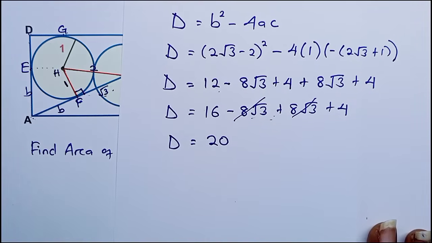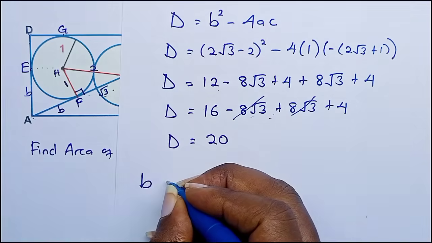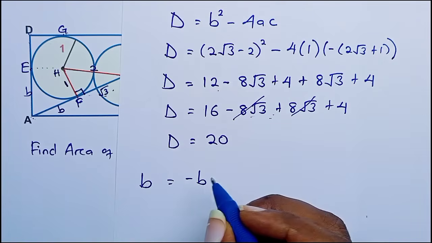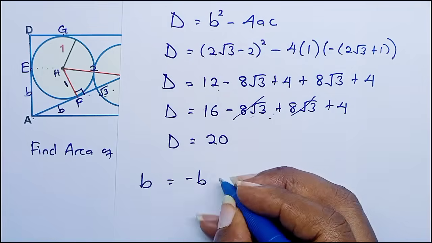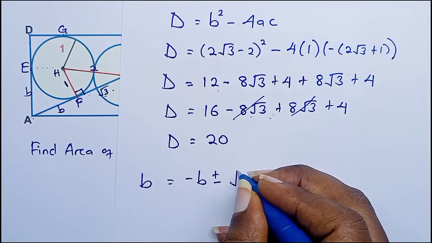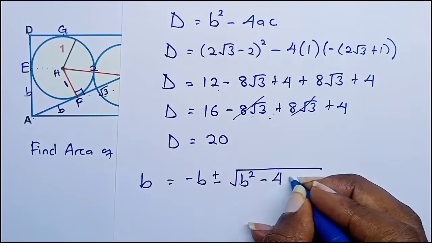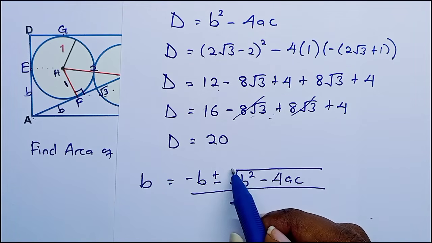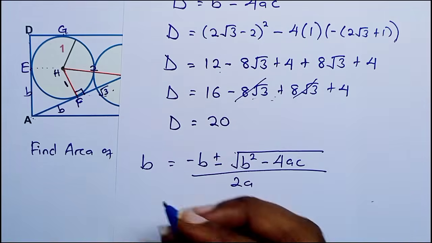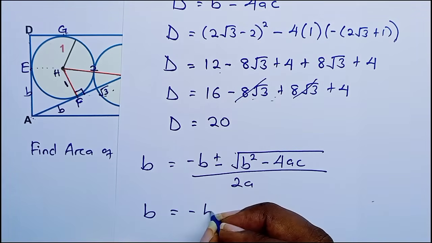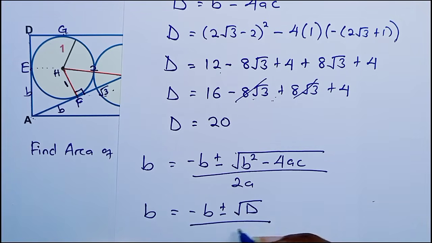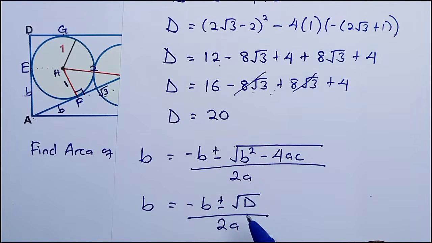So next, let us apply the quadratic formula. So B will be equal to minus B. Note that this B is different. This is the unknown, and this is the coefficient of B. So minus B plus or minus root of B squared minus 4AC over 2A. But remember, we have determined the discriminant. So this B will be equal to minus B plus or minus root of discriminant over 2A. So we're going to solve this.